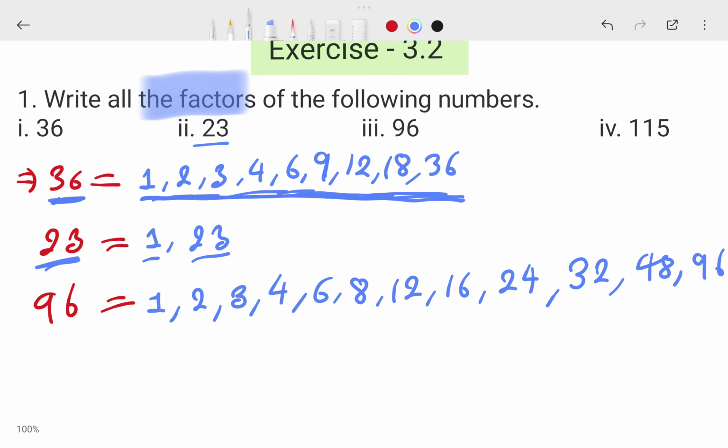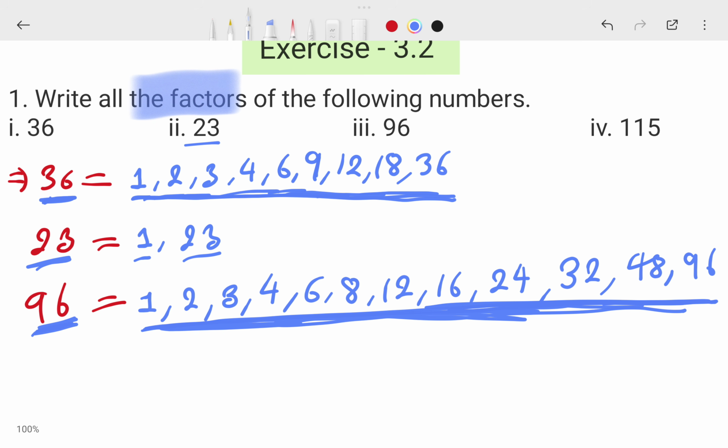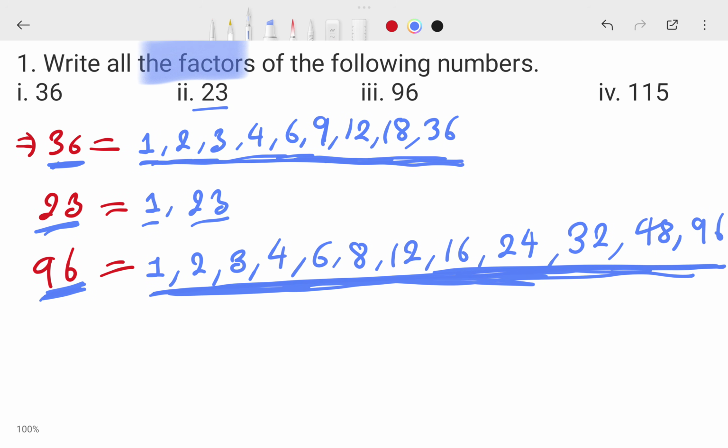Okay, so these are the only numbers which divide 96, and the numbers which are dividing, those are the only factors. So these are the factors of 96. The numbers which divide the 96, those are the only factors. Is it clear to you? Right. So let's talk about the 115.